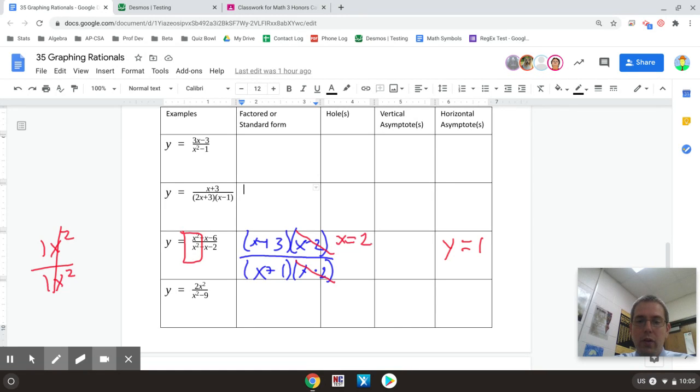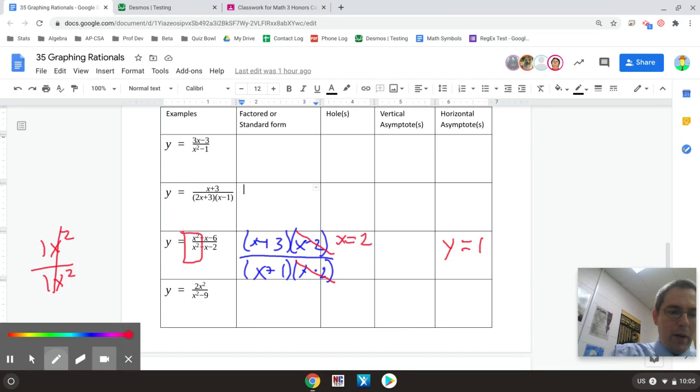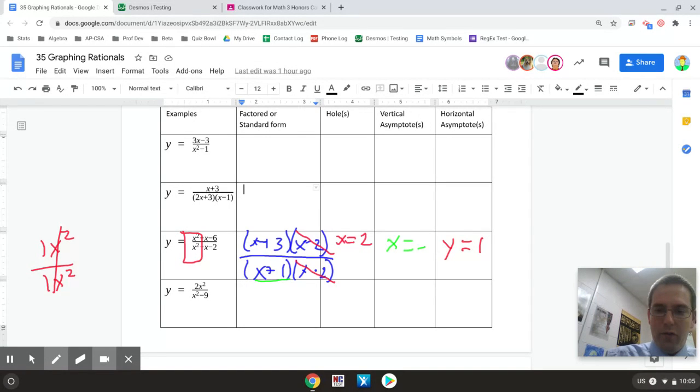The x-coordinate for the hole is x equals 2. The x-coordinate for the vertical asymptote is based on this factor that does not cancel out, this x plus 1. So x equals -1 would be a vertical asymptote.